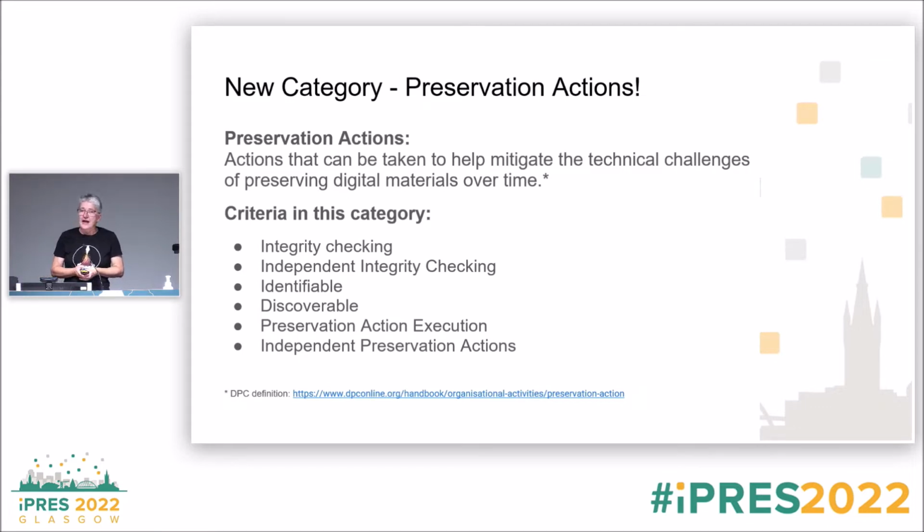We also have a new category because we had a category saying integrity service, and that was a bit too narrow. What we found out was that it was preservation actions, where you also have this integrity checking both independently and locally. And then we had all these identifiable, discoverable, preservation action execution, where a lot of them were actually found in other standards and independent preservation actions.